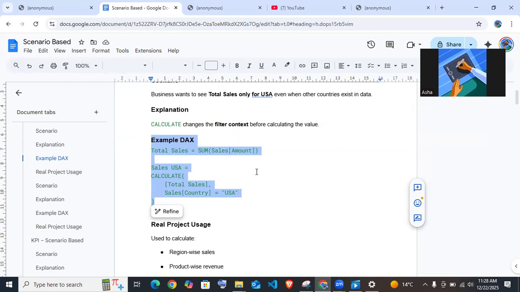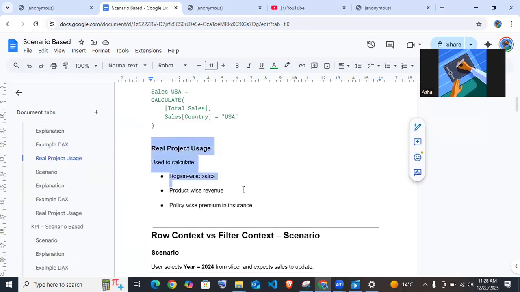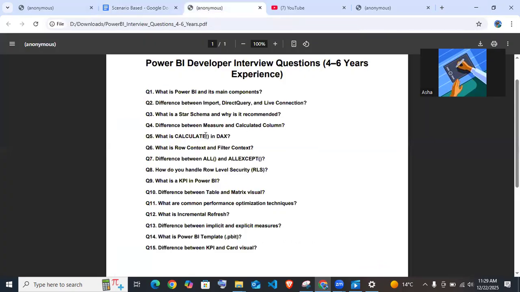So you can take this example, or you also can include your live project scenario that you worked on. And also, for example, I worked on insurance data or sales data. So I add those examples here. Okay. So coming to next question, what is row context and filter context?